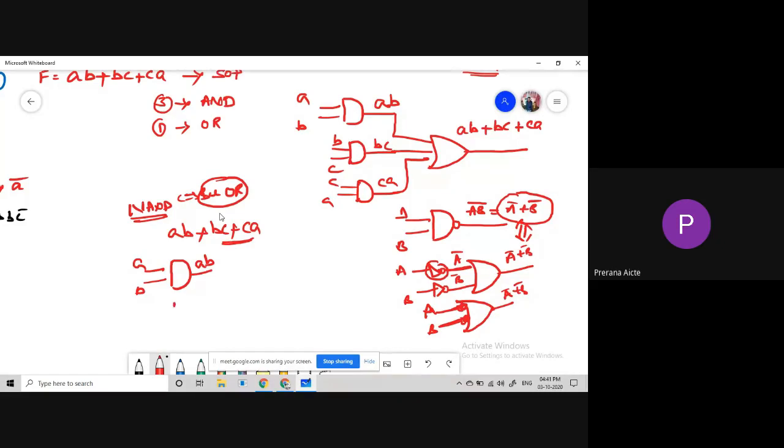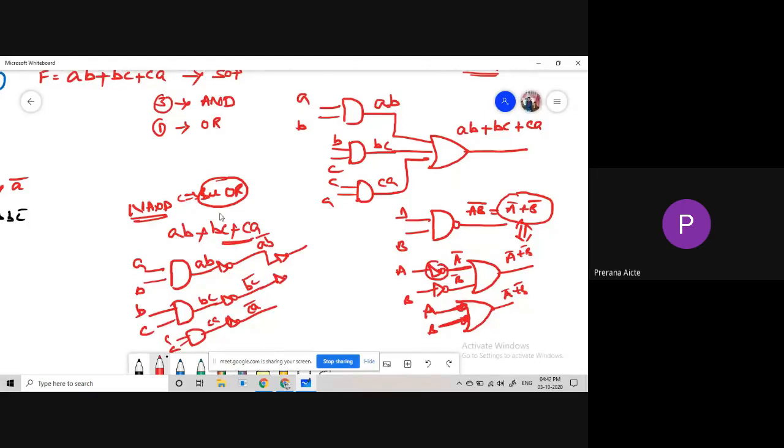Then if we are using another AND gate, the inputs of another AND gate are BC, so we are getting BC. Then again we are using another AND gate, CA, so this one is nothing but CA. If we are using a NOT gate here, what is the output of this NOT gate? AB whole bar, BC whole bar, CA whole bar. Is it okay? Yes. Again we are using another NOT gate.